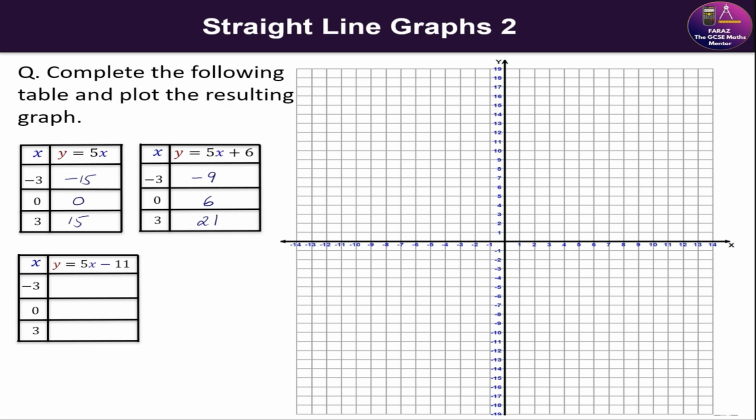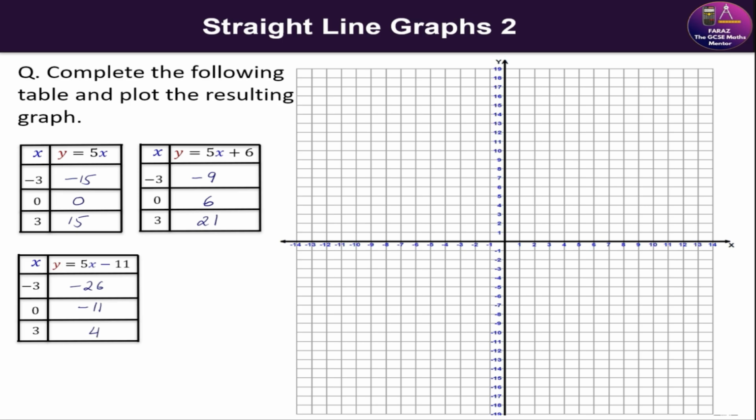Alright, let's do the third one. Y equals 5x minus 11. 5 times negative 3, that is negative 15. Negative 15, negative 11. We need to add them together. Negative 15, negative 11, that is negative 26. 5 times x is 5 times 0 is 0 and then negative 11 only. And then 5 times 3 is 15 and 15 minus 11, that is 4.